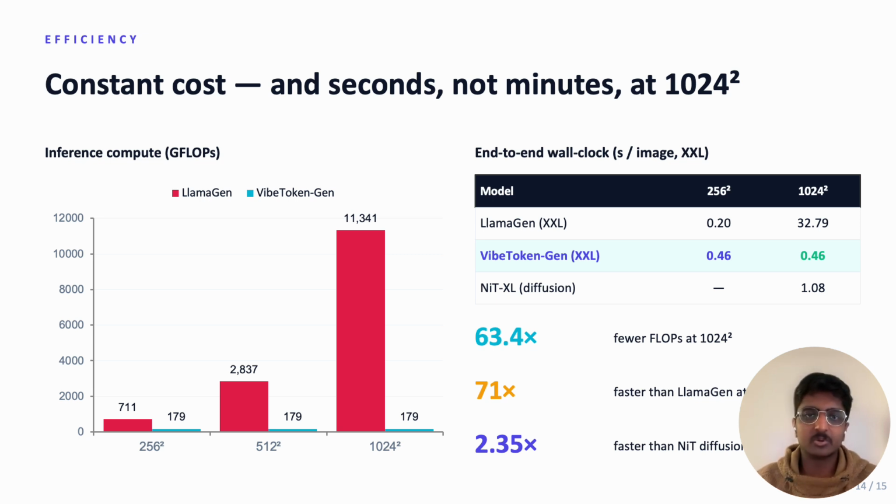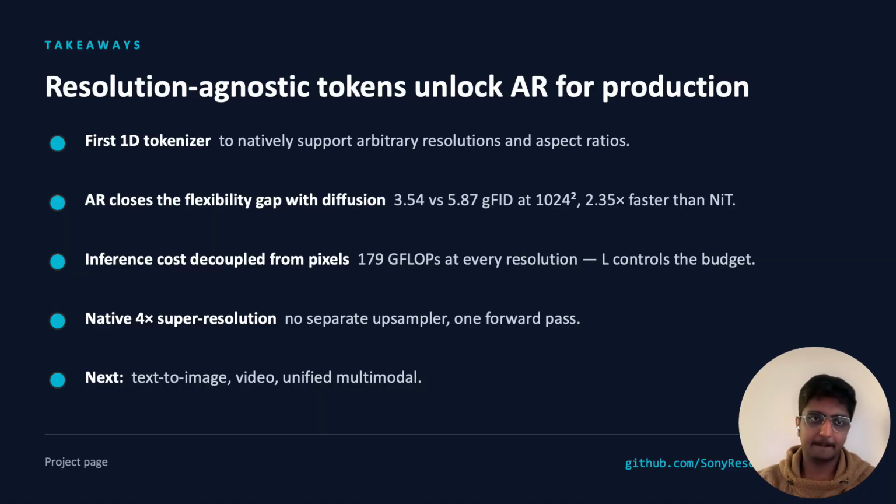When we compare VibeToken-Gen with the corresponding autoregressive baseline, LlamaGen, we observe that LlamaGen increases the computational budget and the latency quadratically as we increase the resolution. For instance, LlamaGen requires 30 seconds to generate 1024 resolution images, while VibeToken retains a constant computational cost and requires only 0.5 seconds to generate the images.